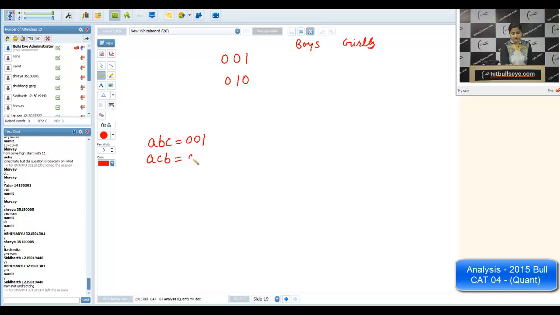Now, what will be A, C, B? It will be 0, 1, 0. In this number of boys are equal to in this number of girls. That's why if I consider X boys in this, I will get X girls in this. Y boys in this, Y girls in this. They both are same actually. Is it okay now, Siddharth?